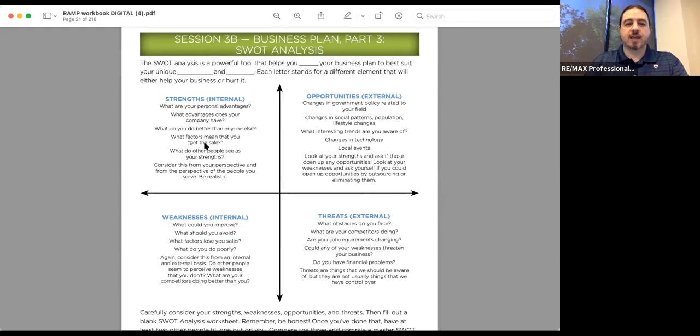As it actually says on here, it's a tool that really just helps you identify these things. As I mentioned, it's both internal and external, and along with the analysis itself, we're going to do that internally and externally. I'll tell you what that means in a second, but let's look at some of their examples for strengths, just to make sure we're on the same page. What are your personal advantages? What advantages does your company, your NEXT professionals have? That also goes for your own team processes, your own individual agent processes, those sort of things.